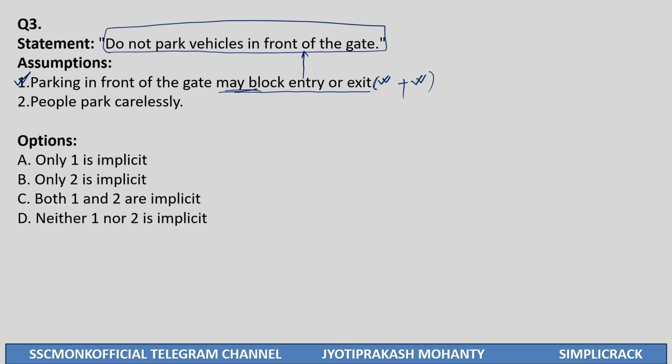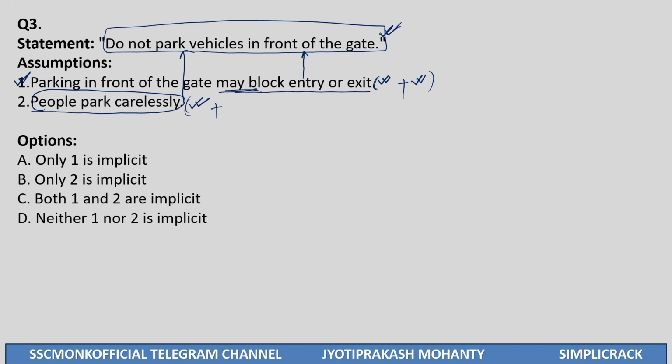Now, the second option: people park carelessly. Now, see, if people are not parking carelessly, if people are doing the right thing, then there is no need to give this sign. If I know I have to park my vehicle at a parking lot, not in front of someone's house, then there is no need for that house owner to post this in front of his house. That means people are parking carelessly. That's why this instruction has been given. That means this assumption is supporting the statement.